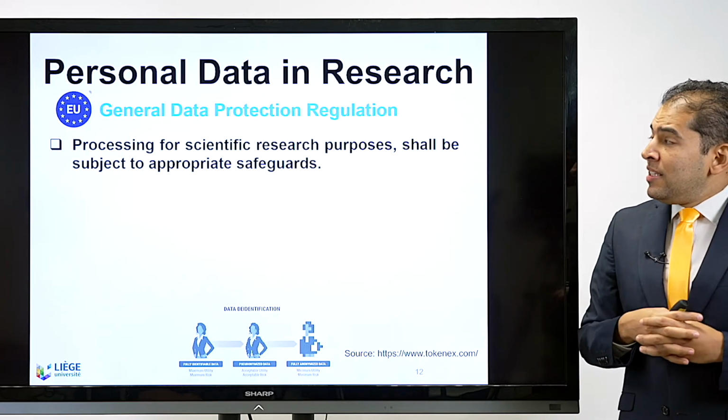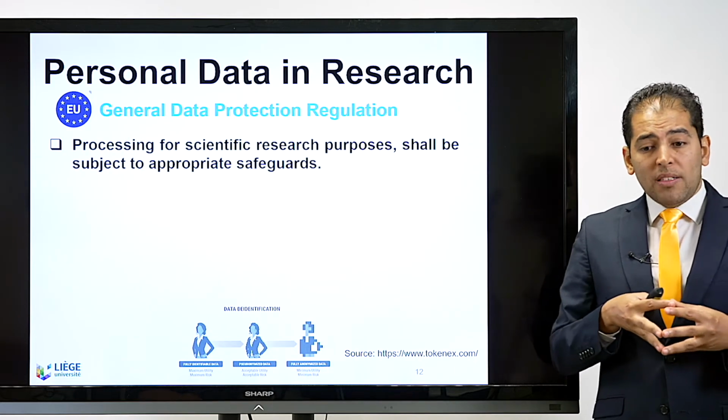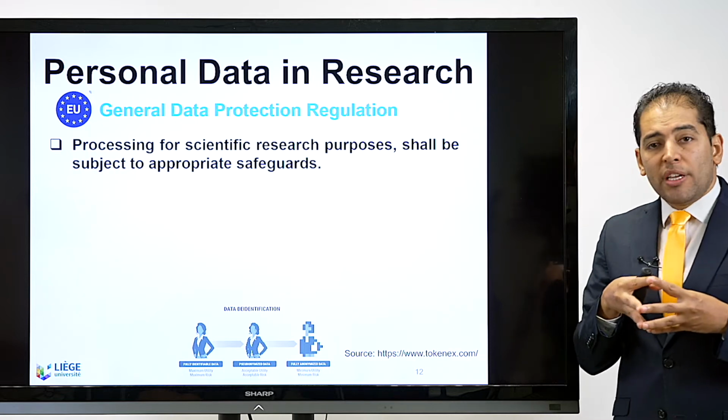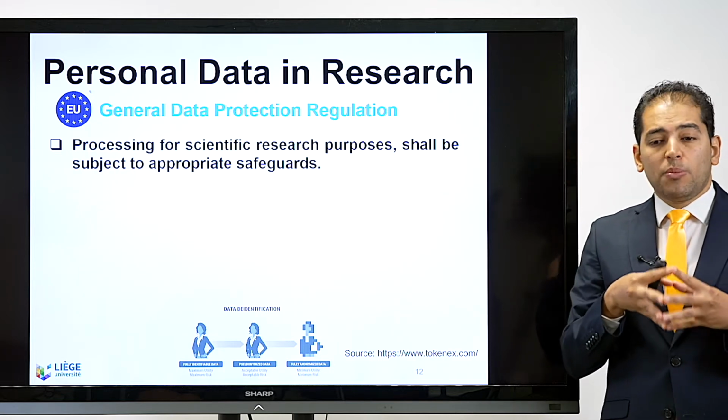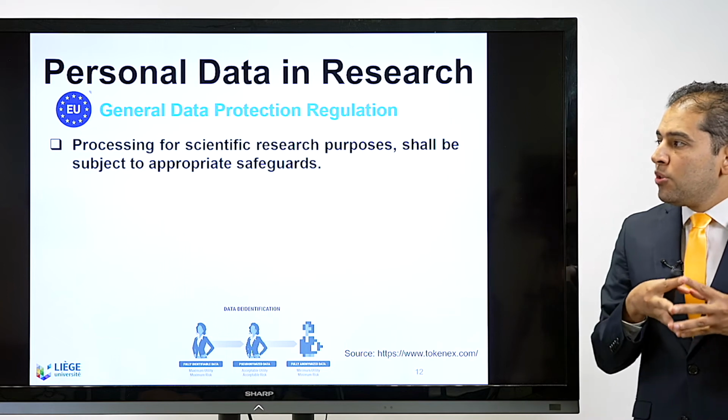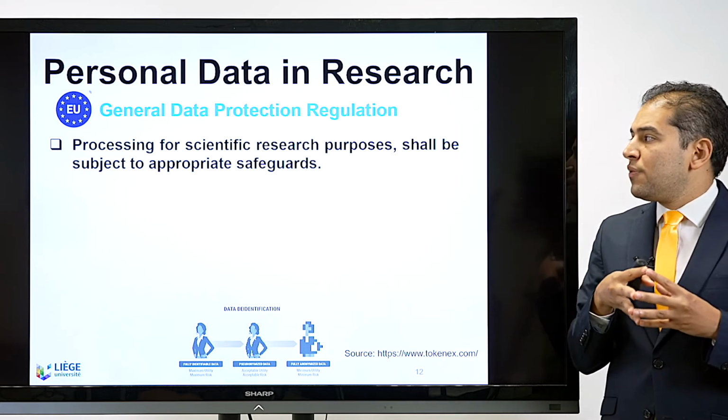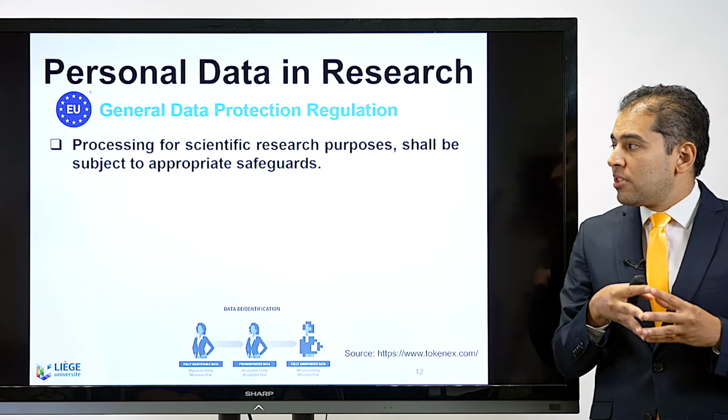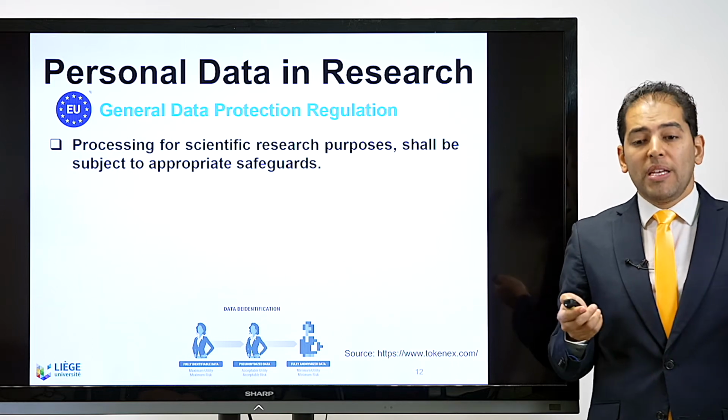Personal data in research is a very sensitive matter, and the General Data Protection Regulation, the GDPR, looks at different aspects that need to be respected. First of all, we need to look at processing for scientific research purposes, which shall be subject to appropriate safeguards. So this is the basic rule.